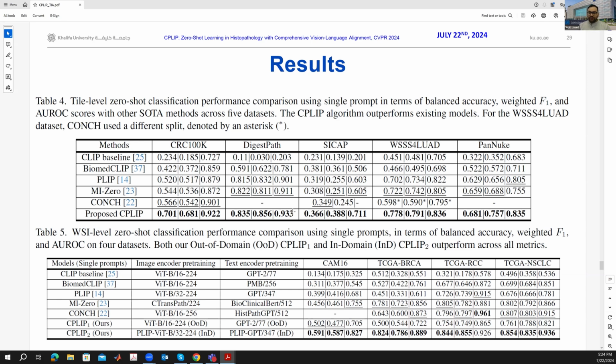The second table is about WSI level zero-shot classification, where different image encoders and text encoders are used, and you can see strong generalization performance as evaluated on the Camelyon16 and TCGA data sets. Almost 8 to 10% performance is improved compared to the existing vision language models.